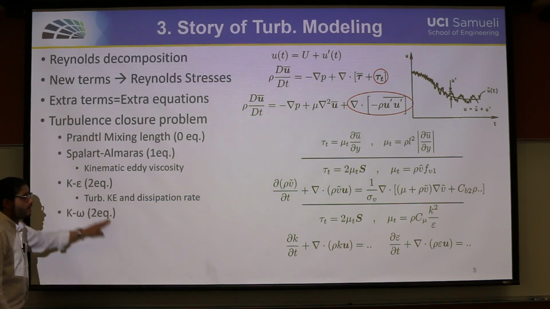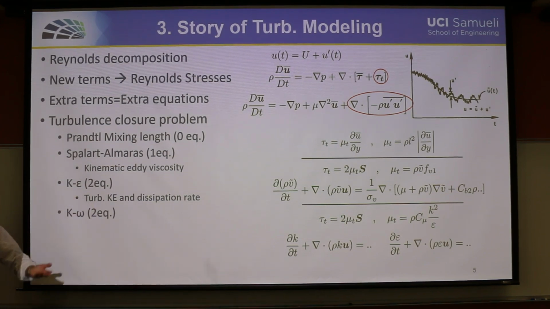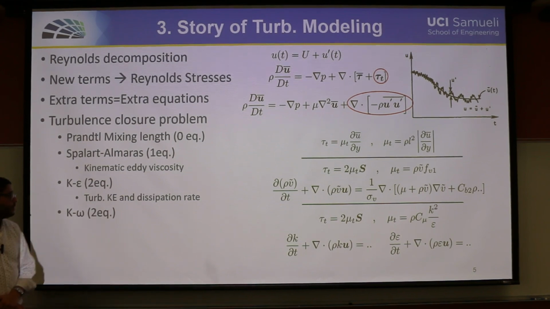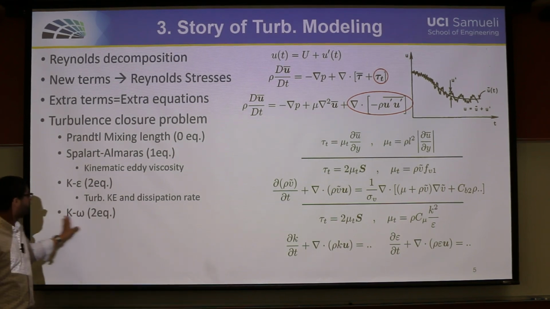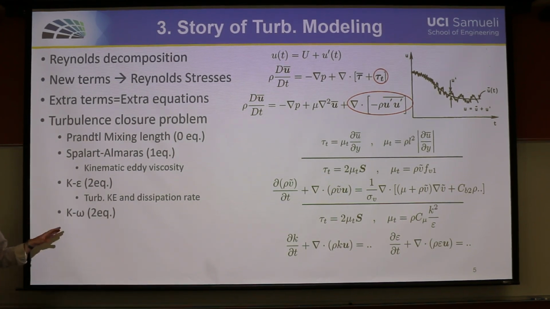But the K epsilon model had some drawbacks. I will mention them a little bit in a while. And then came the K omega model. And the K omega model, I think, is another model by Wilcox.